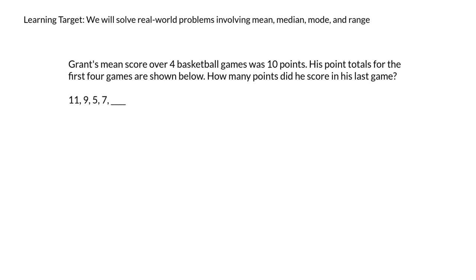So, this first one, I'm going to start reading it. Grant's mean score over 4 basketball games was 10 points. His point totals for the first 4 of the 5 games are shown below. How many points did he need to score in his last game? So we know this is one of those problems where we work backwards. We actually have our mean score, which is 10.